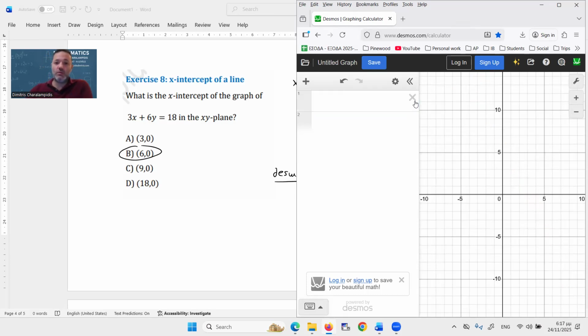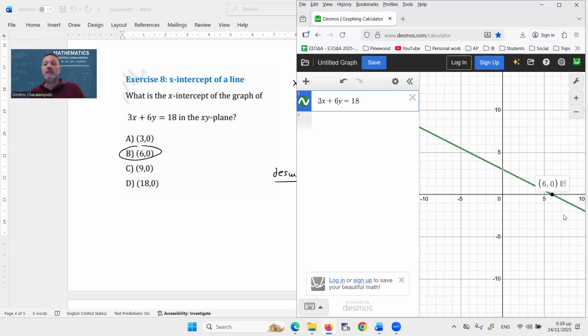So we will go on Desmos and I will just plug in the given expression. 3x plus 6y is 18. This is a line. We need the x-intercept. We should all understand at least that the x-intercept is the point where the graph intersects with the x-axis. So we'll search through that.